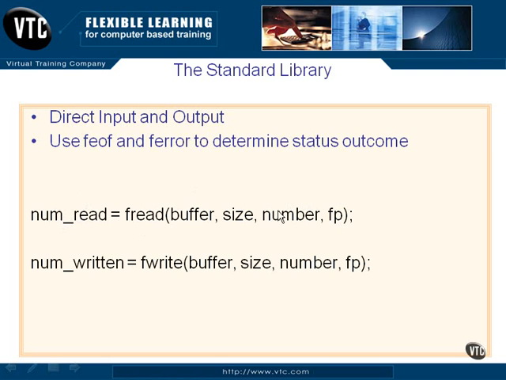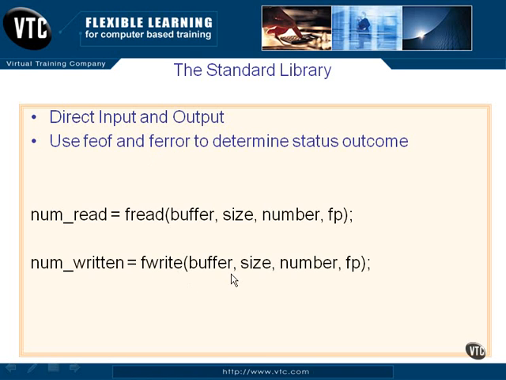If it does not, it will usually be less, and that means that we hit the end of file at some point. If we asked for 10 records and we only got 6, there just weren't 10 to give us. And then we can check FEOF and see, is that in fact what happened? And if there's an error, what was the error?